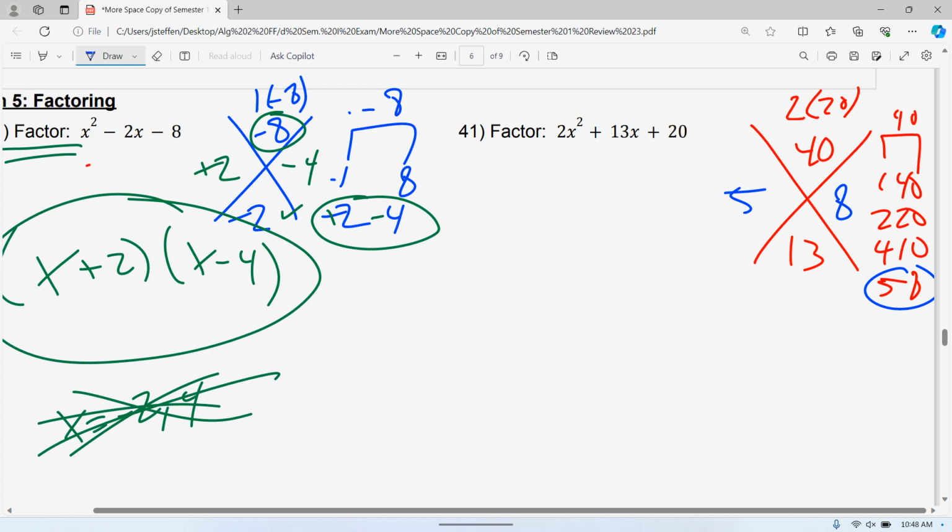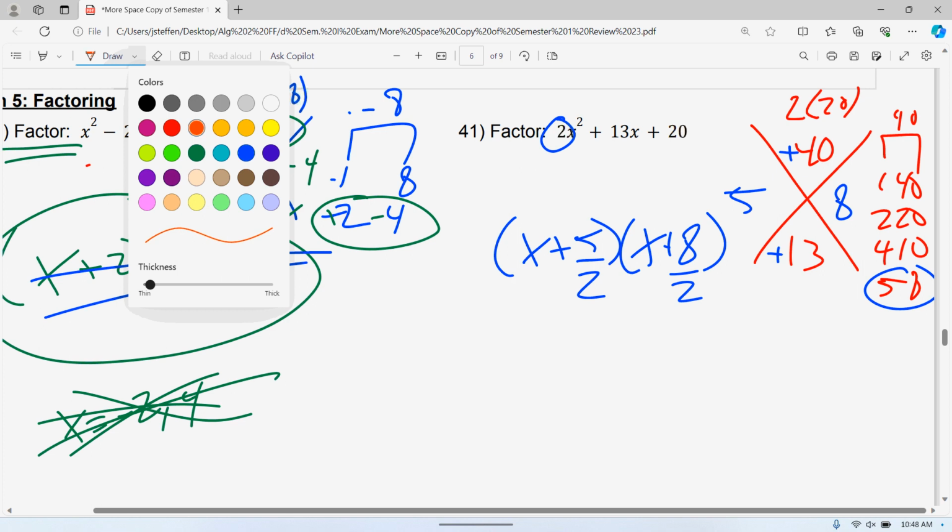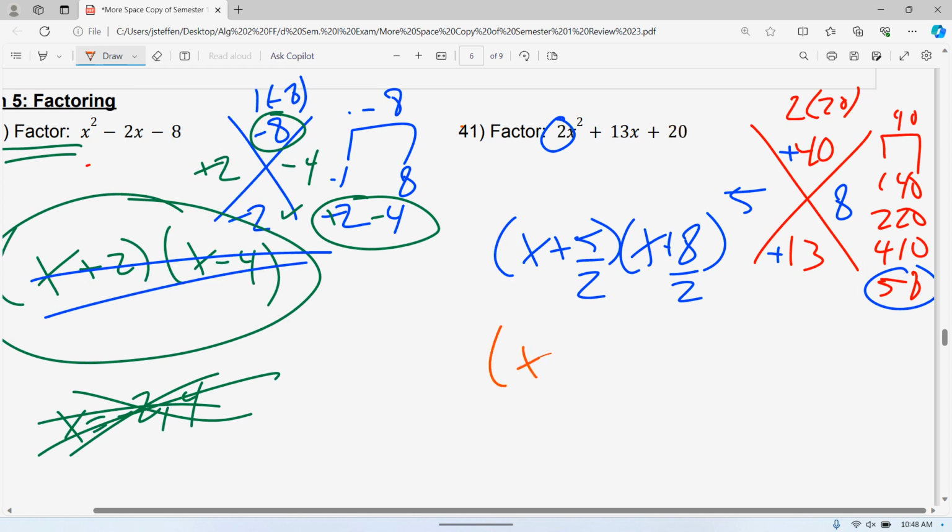This is where it's a good idea to go ahead and double check, mainly for signs, if anything. +5 times +8 is +40. +5 plus +8 is +13. So it's not a bad idea to do that. We plug those in just like before, but this is where the similarities end. Since there's a leading coefficient, we divide both of these by that leading coefficient. Then we take both of those and reduce them if possible. So we have 5/2, that doesn't reduce. 8/2 reduces down to just 4.